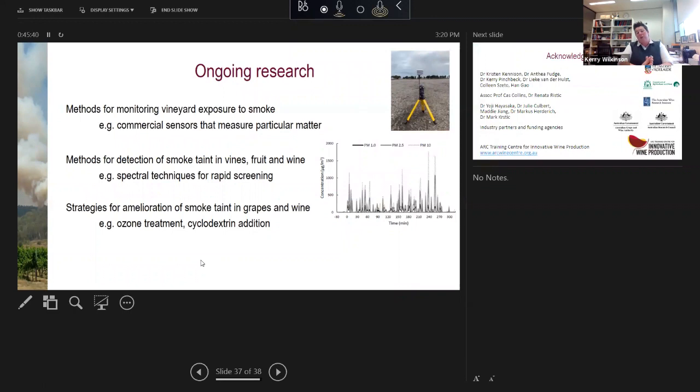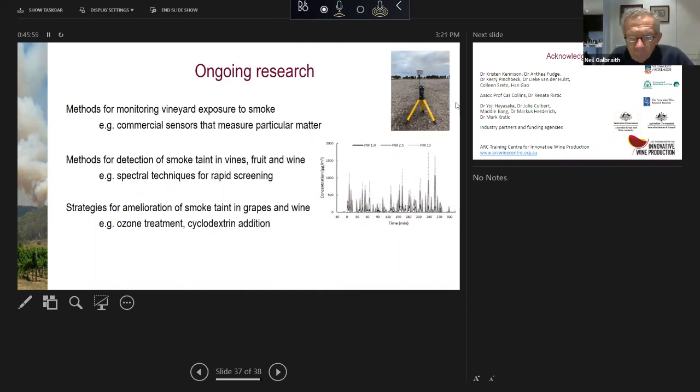So just to finish, and I haven't even presented all of the work that I've done on smoke taint today, but hopefully that's given you a snapshot of what we have done. Some of the ongoing areas that we're still working in is methods for monitoring vineyard exposure in smoke.